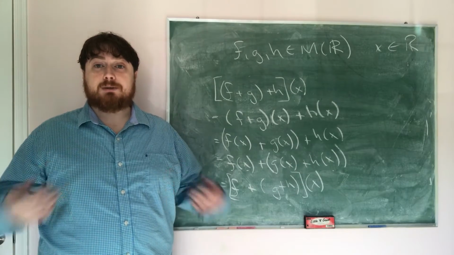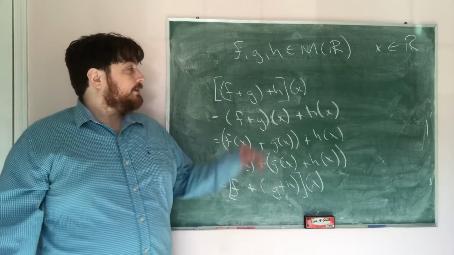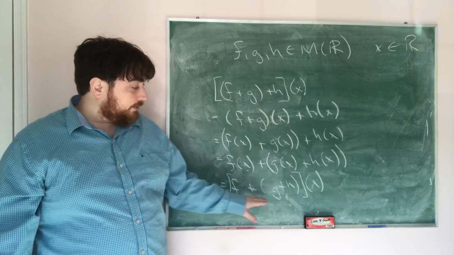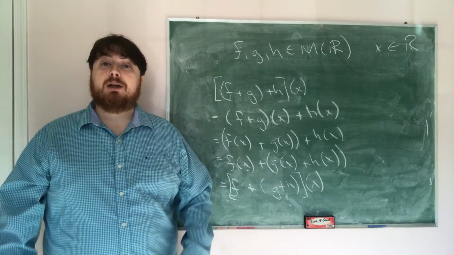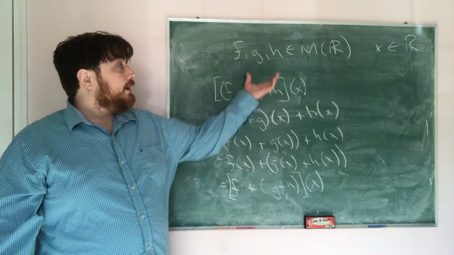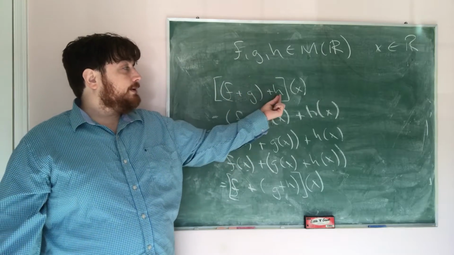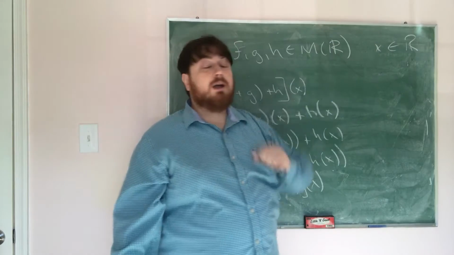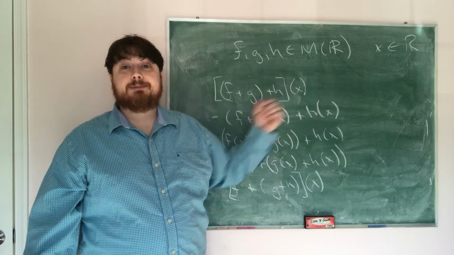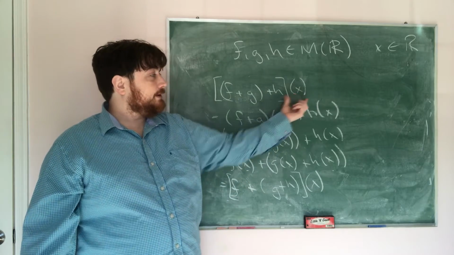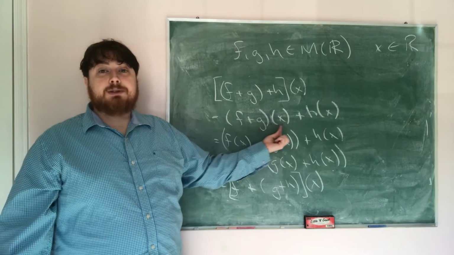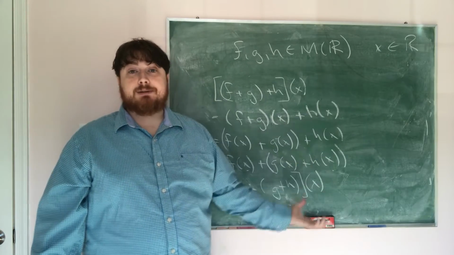Now we need to show associativity. What I want is to take (f plus g) plus h and show that that's the same thing as f plus (g plus h). I have the proof outlined here so that we can run through it, but the idea is that I would just start off with (f plus g) plus h and an element x of the real numbers. And I would see, what does this mapping do to x? Well, by definition, I'm taking (f plus g) plus h, so that should be (f plus g) of x plus h of x.